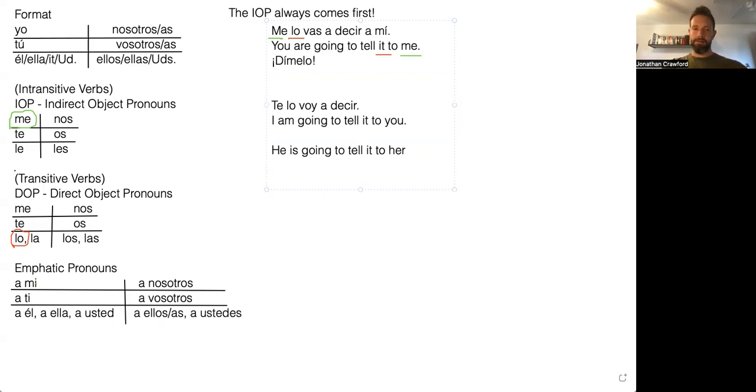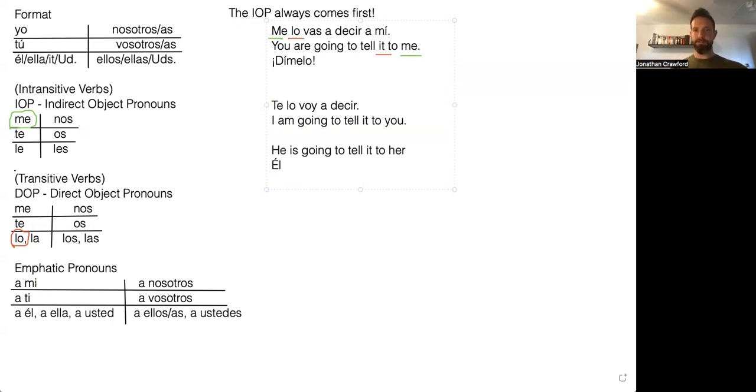Well, that's easy, right? You just say él, because he is él. Now is going to tell it to her. Remember, we have to have the indirect object pronoun first, and then the direct object pronoun second. So what is the indirect object pronoun for her? Because she is the one receiving it. And so her is ella, right?